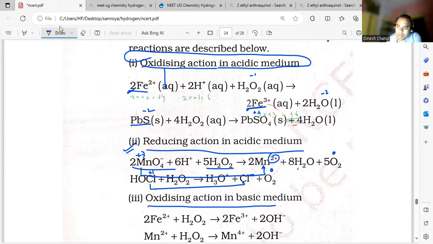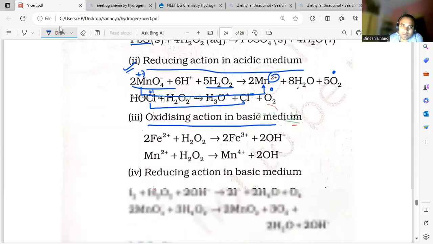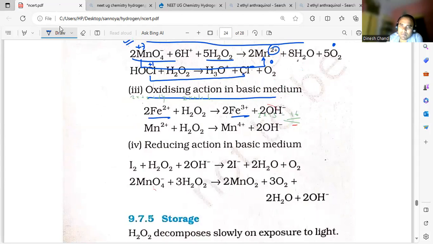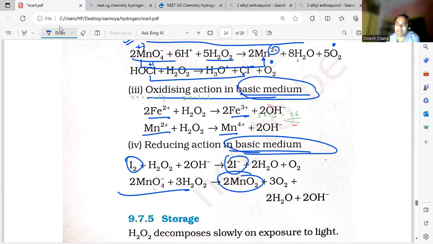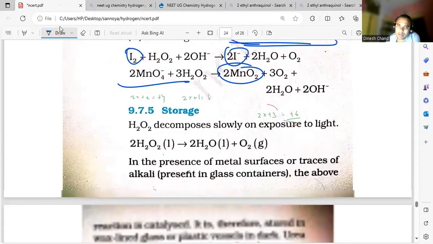Oxidizing action in basic medium: you see how it acts in basic medium. Fe2+ goes to Fe3+, Mn2+ to MnO4 minus. So this is an oxidizing agent. Reducing action in basic medium: I2 is there, 2I minus, MnO4 minus, MnO2. So different media are there, and different products will form. There is nothing we can do other than memorizing. The more problems you solve, the easier it will become for you.